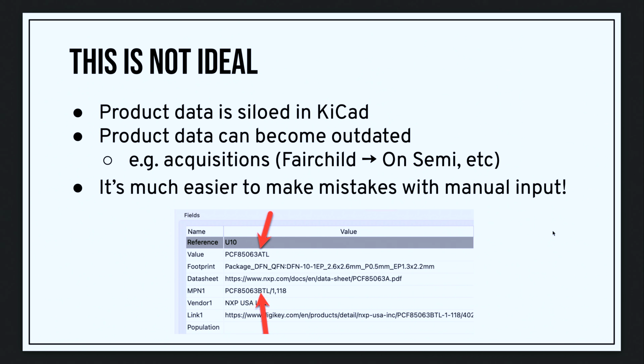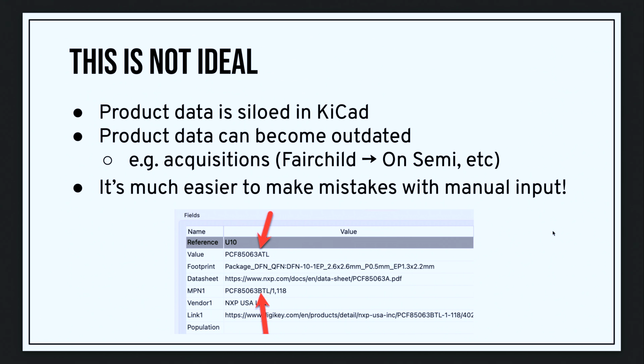One is that product data is siloed. For example, if you put manufacturer part numbers or vendors in KiCad, it's not easy for another system to access that data. I mean, you can parse the files and pull it out, but it's not like there's an API where you can just grab the data that you need.